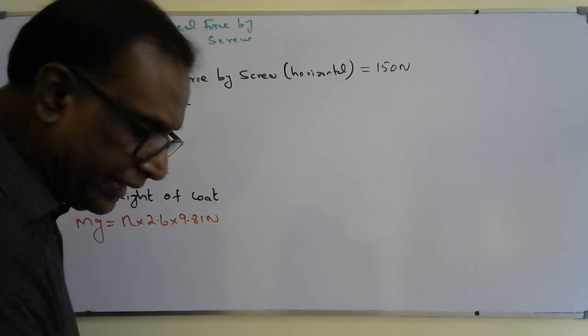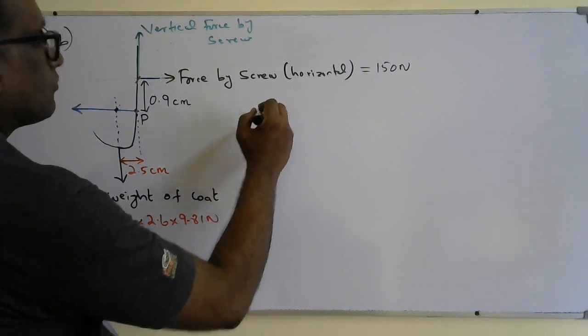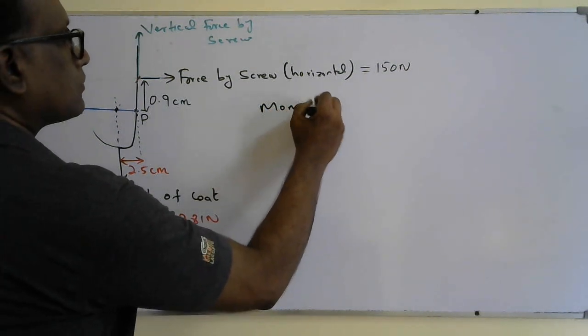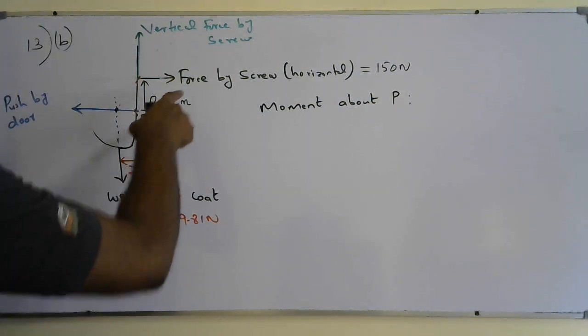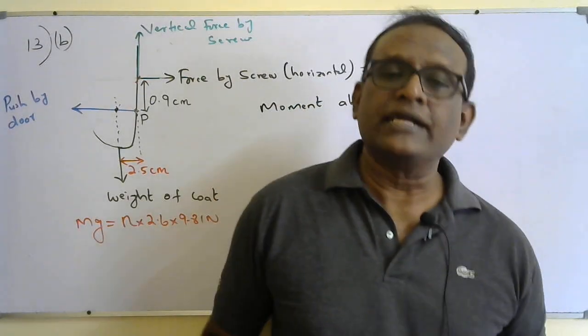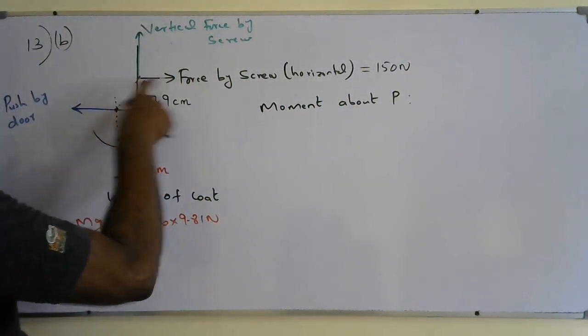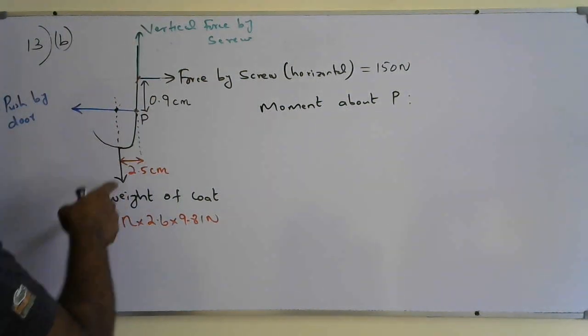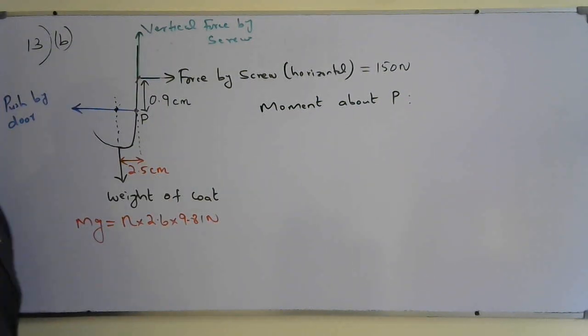We'll take moments about P, right? Okay, so this force, which is 150 Newton, the maximum force, will provide a clockwise moment. According to the principle of moments, the total clockwise moment must be equal to the total anti-clockwise moment. So about P, this force will provide a clockwise moment. This force, the total weight of the coats, will provide an anti-clockwise moment. Both should balance each other if the hook is to be at rest.